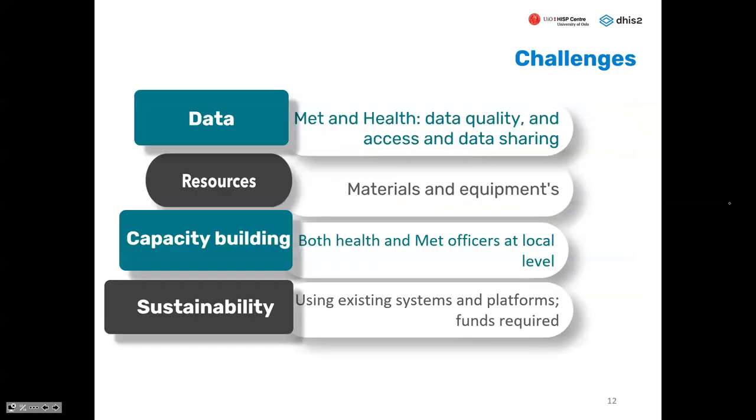So, of course, there is beautiful work, but there are a lot of challenges. And some of them were already mentioned. In terms of data, I think all of the countries have reported that access and data sharing is a problem. In particular, data quality is a very relevant issue. Resources, of course, to have appropriate materials and equipment to run all the models and do the analysis, are very relevant. Capacity building, of course, not only for the health sector but for both the health sector and the Met Office, not only at provincial and national level, but at the local level, the ones who are going to actually run the intervention. They are supposed to benefit from capacity building.